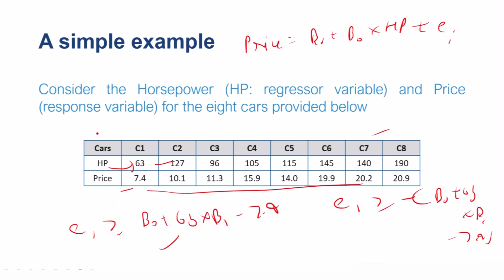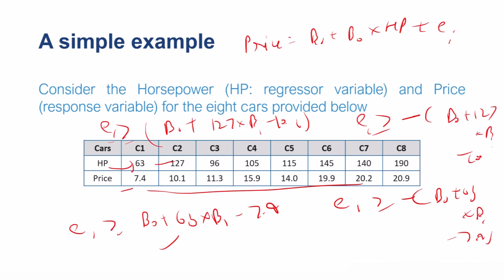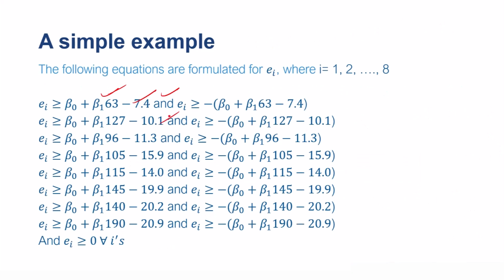Similarly, for the second expression, we can have beta naught plus 127 into beta 1 minus 10.1. ei should be greater than this, and also ei should be greater than or equal to minus of this, which is beta naught plus 127 into beta 1 minus 10.1. So in this fashion, we can keep writing equations. If there are 8 observations, 1, 2, 3, 4, 5, 6, 7, 8, there will be 16 such expressions.